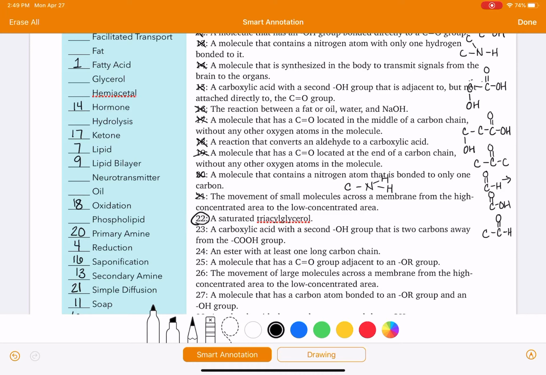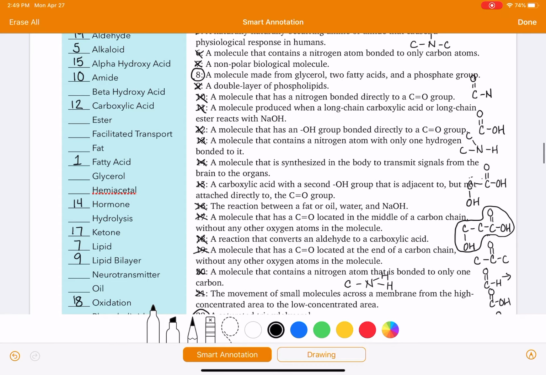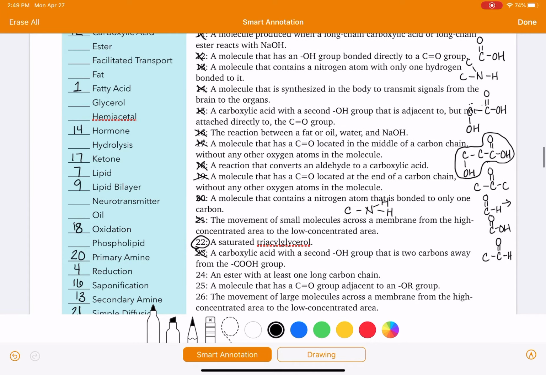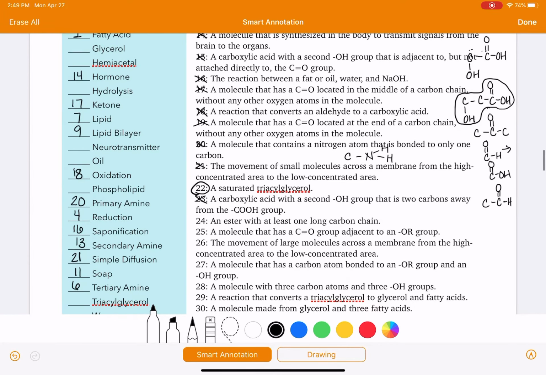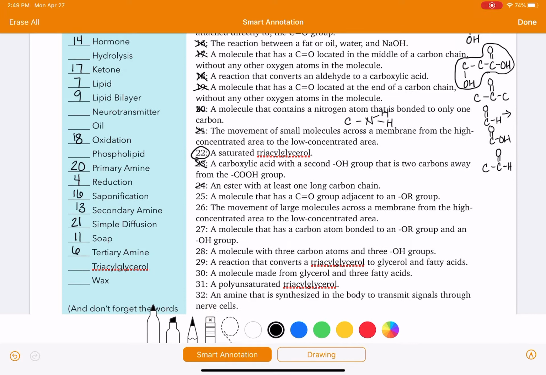A carboxylic acid with a second OH group that's 2 carbons away. That's what we drew up here. A carboxylic acid with a second OH group that is 2 carbons away. That is our beta hydroxy acid. An ester with at least one long carbon chain is a wax. A molecule that has a carbon-oxygen double bond adjacent to an OR is an ester.